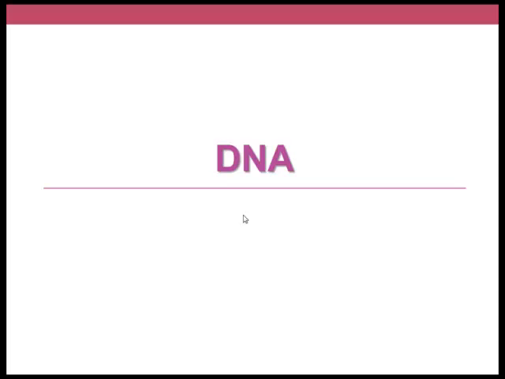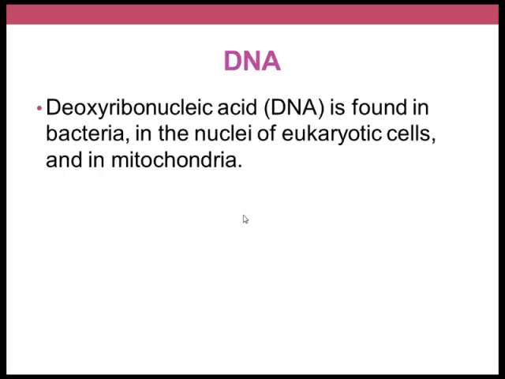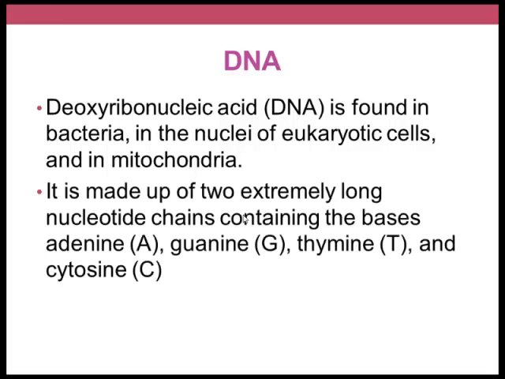Now we are going to talk about DNA structure. DNA, deoxyribonucleic acid, is found in bacteria, in the nuclei of eukaryotic cells, and as well as in the mitochondria. It's made up of two extremely long nucleotide chains containing the bases adenine, guanine, thymine, and cytosine. And as you can see here, every one of these bases is abbreviated into a symbol: adenine as A, guanine as G, thymine as T, and cytosine as C.